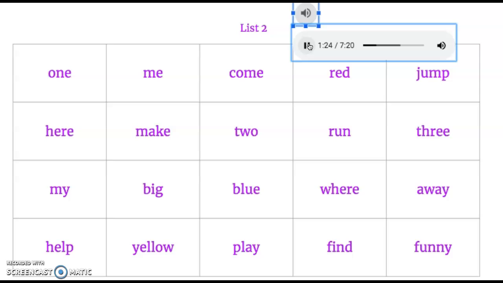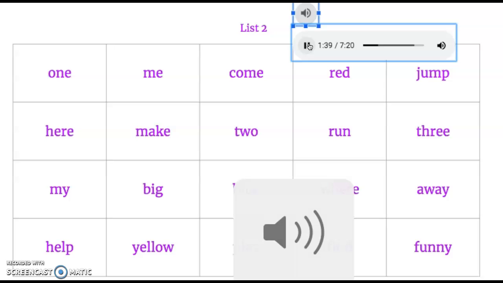The next word is red. Red. In this word, all of the letters say their normal sounds. R, e, D. The sentence we could use is, Clifford is a big red dog.